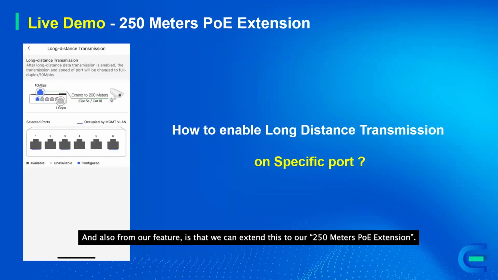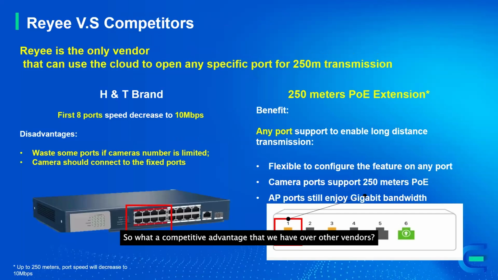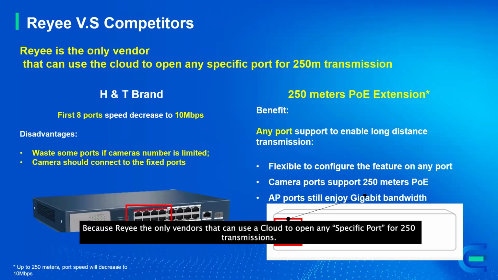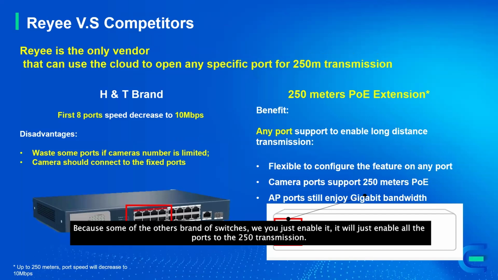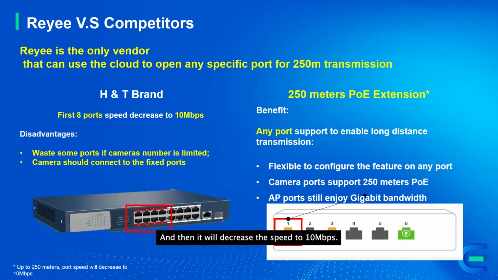our feature is that we can extend this 250 meters PoE extension. Yeah, so we can specify which port we want to extend for a longer distance. So what's the competitive advantage that we have over other vendors? Ruijie is the only vendor that can use the cloud to open any specific port for 250 meter transmission. Some other brands of switches, when you enable it, will enable all of the ports for 250 meter transmission, and then it will decrease the speed to 10 Mbps.